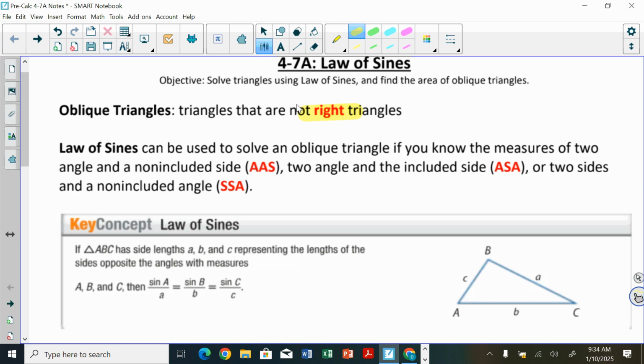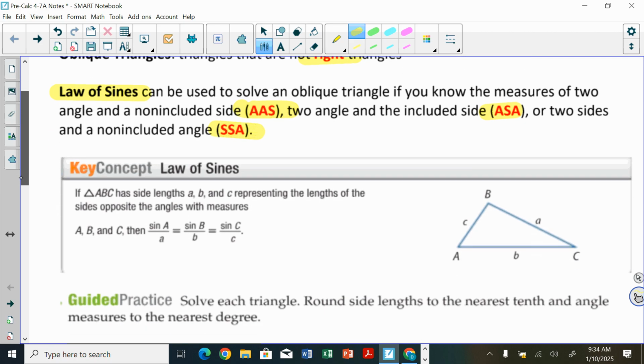So the law of sines can be used to solve an oblique triangle if you know a couple things, though. You need to know the 2 angles and a non-included side. That would be your angle angle side. Or 2 angles and the included side, that means the side in between those 2 angles. Or 2 sides and a non-included angle, so side side angle. So all of those, if you remember.